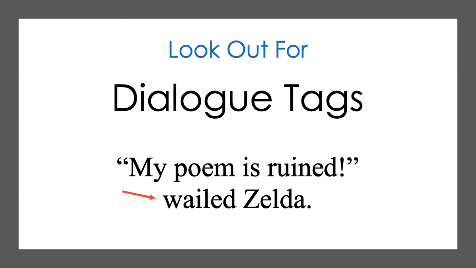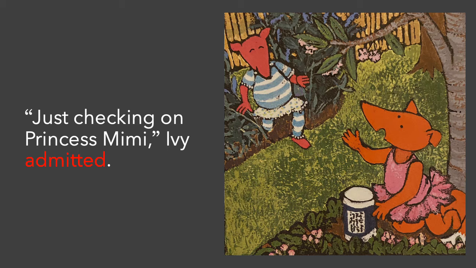Readers also need to be on the lookout for dialogue tags. Dialogue tags are often found right after the quotation marks. Said is a dialogue tag. Here are some other examples of dialogue tags: admitted, cried, whispered, and shouted. Do you see the quotation marks? Do you see the dialogue tag colored red on this page? These two clues help the reader know that Ivy is talking.